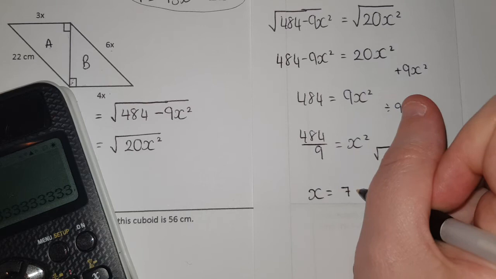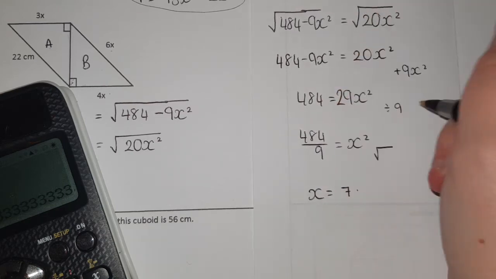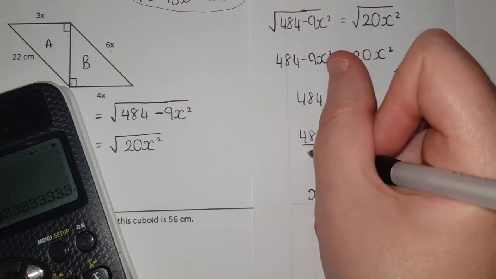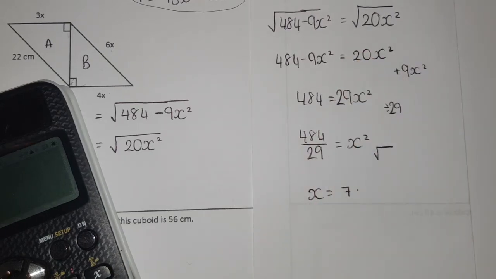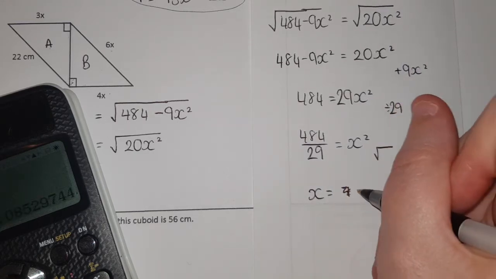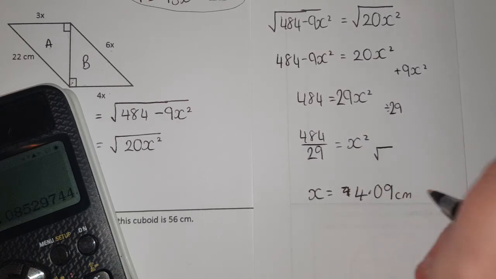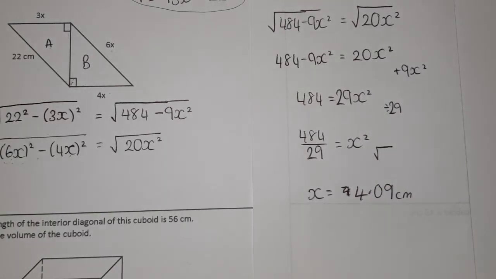I get 7. Oh, that was 29. Sorry, there's always something you do wrong. Try that again. 484 divided by 29 and then square root it gives me an answer of 4.09 centimeters. So I've now got my value of x.